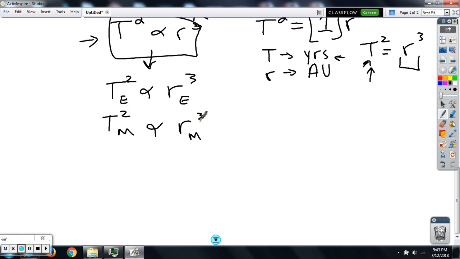When you have two expressions like this, what you're able to do is divide them. Because they both have the same constant of proportionality, because they're part of the same system, the constants drop out. So the other way you can see that is if I replace alpha with an equal sign and then place in our constant of proportionality.